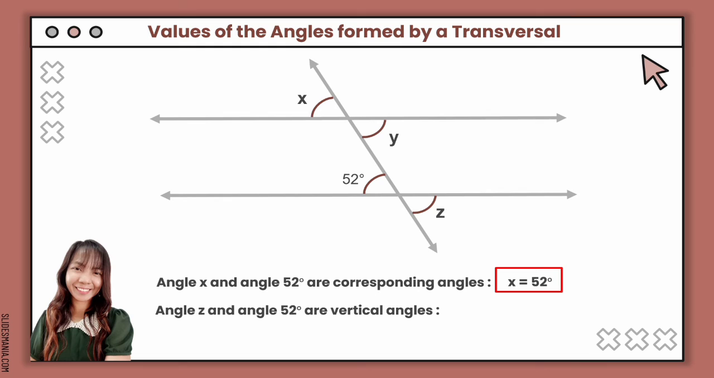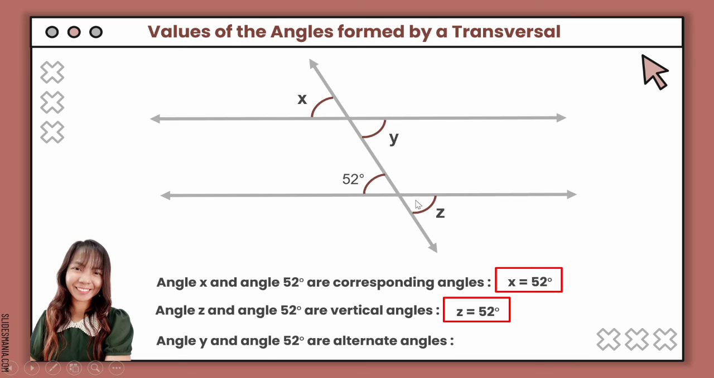Angle Z and angle 52 degrees are vertical angles. So which means they are equal in measure. So angle Z is equal to 52 degrees. Next, angle Y and angle 52 degrees. What is their relationship? They are alternate angles. So alternate angles, which means equal in measure. So Y is also 52 degrees.